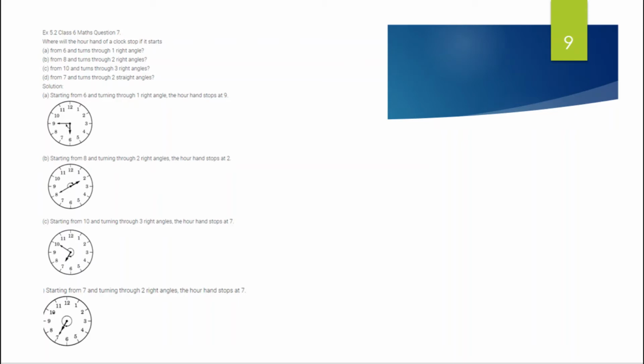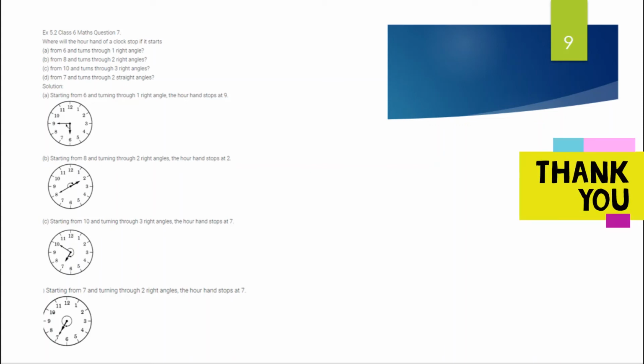From 10, it turns through three right angles. Three right angles means there will be an addition of movement of 9 hours, so it will be reaching 7. And the last part is from 7 turns through two straight angles. Two straight angles means 180 plus 180, that is equal to 360, which will be one complete revolution, and it will be reaching back to the same place.